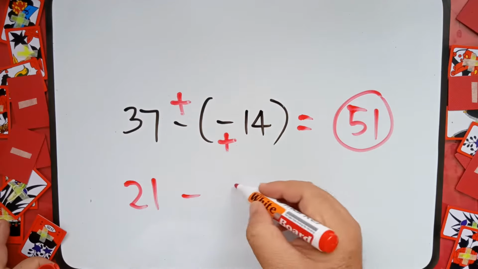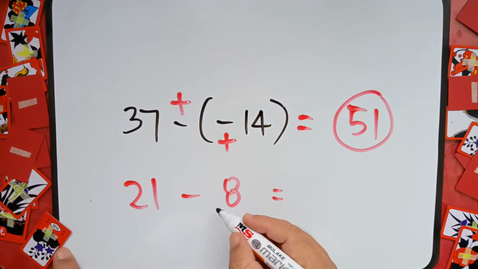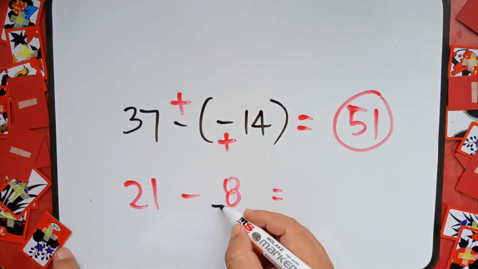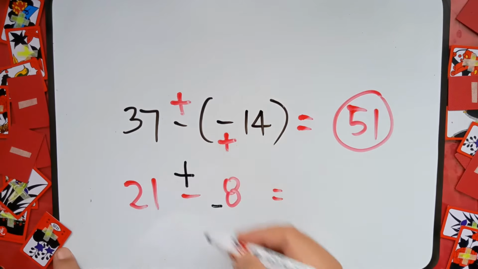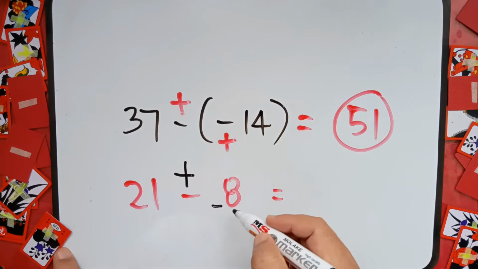21 minus 8. Okay, where is your subtrahend? Your subtrahend is 8. Remember, 8 is positive, because this negative is your operational sign. 21 minus positive 8. So change the sign of the subtrahend. The positive will become negative and proceed to addition. 21, positive 21 plus negative 8.